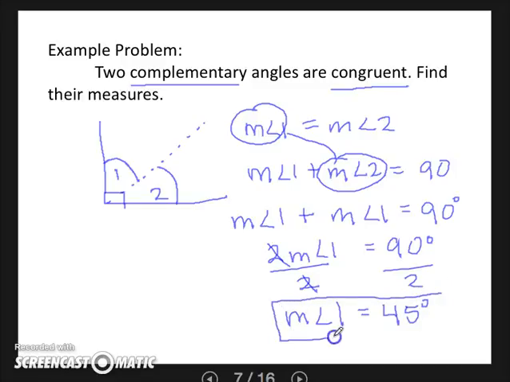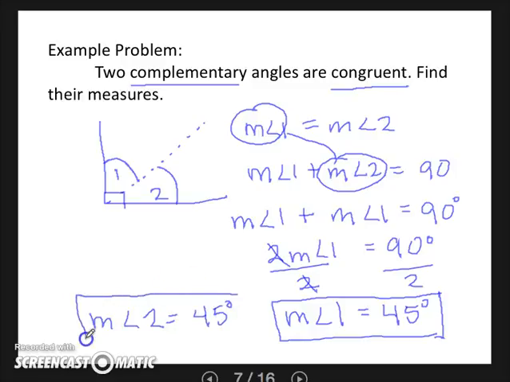Now the problem asked us to find their measures. We've only found one measure, but because the two angles are congruent, they both have the same measure. Just to be thorough, we can write the measure of angle 2 also equals 45 degrees. So I've used the two facts that I found in the problem statement, used those to make two equations, and then I used the substitution method to solve both equations and find all of the unknowns.